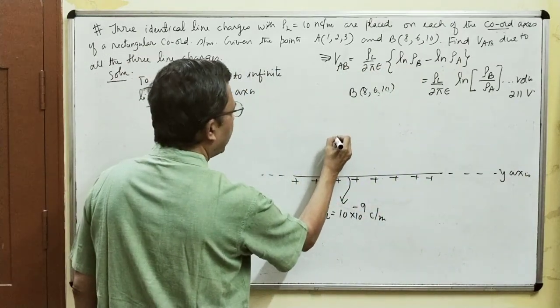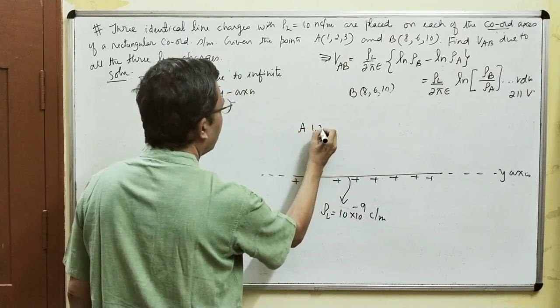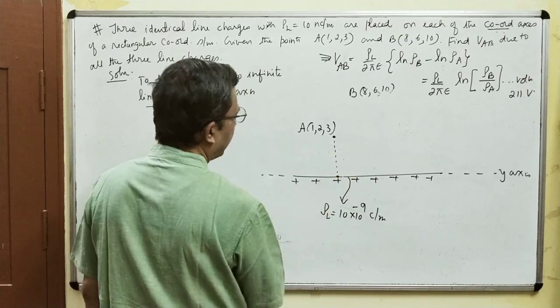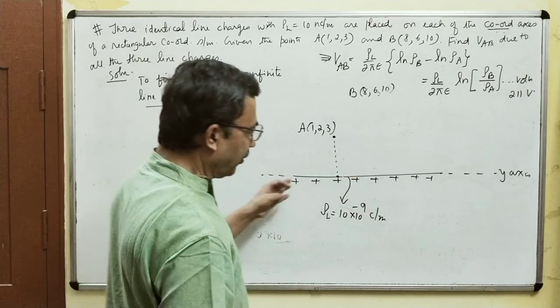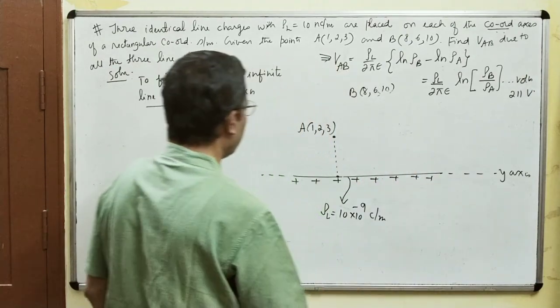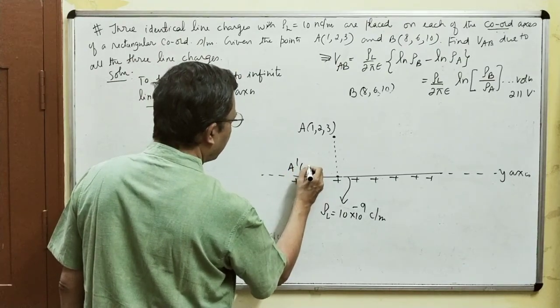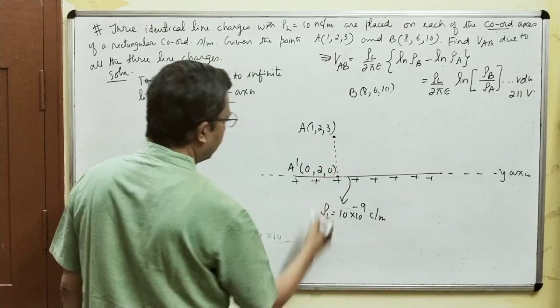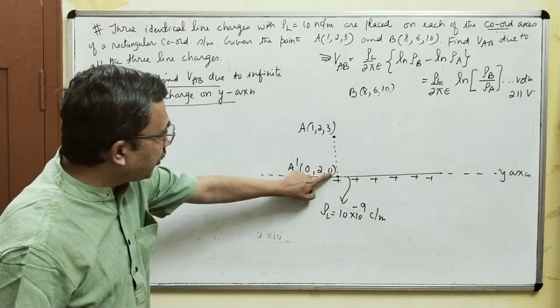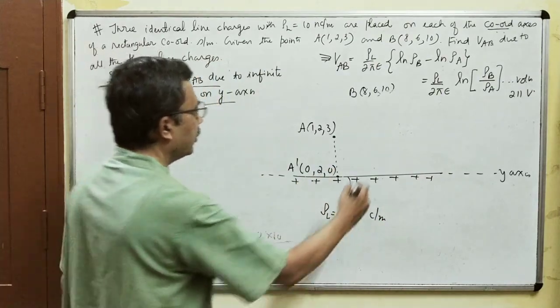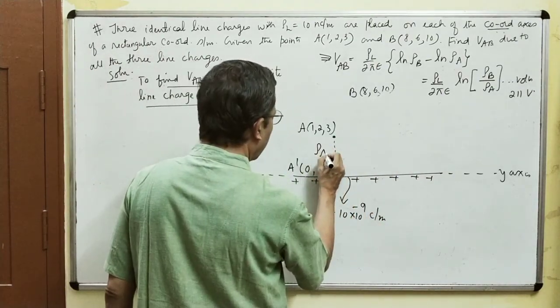This is point A. What is point A? 1, 2, 3. This is the foot of point A. On the y-axis, x and z components are 0. So it is 0. This is A dash. What is A dash? 0, 2, 0. These two components are 0 because on the y-axis, x and z coordinates are 0. This distance is rho A.